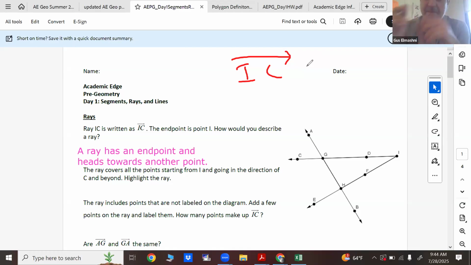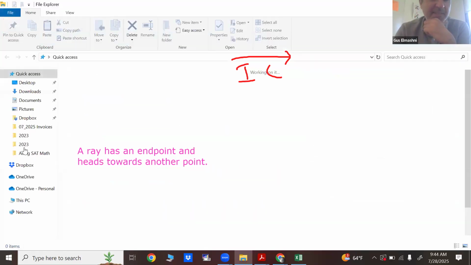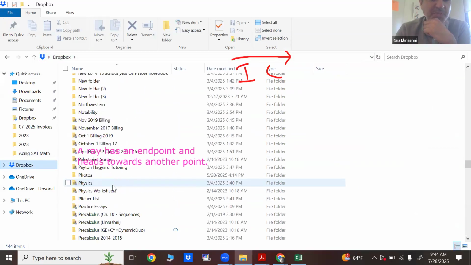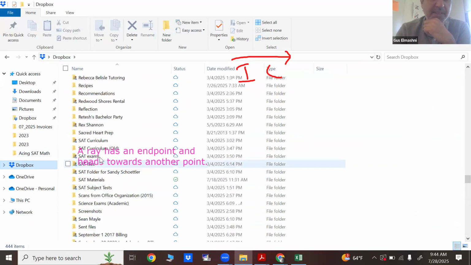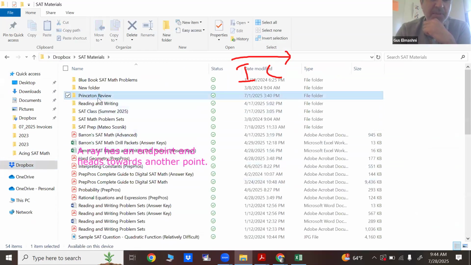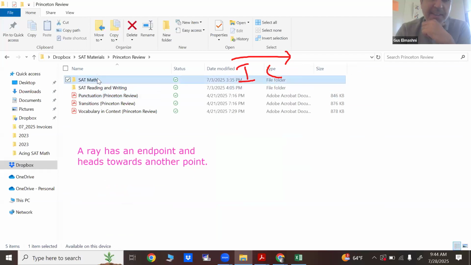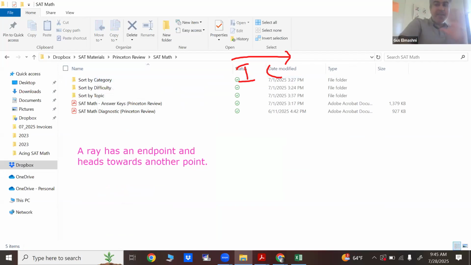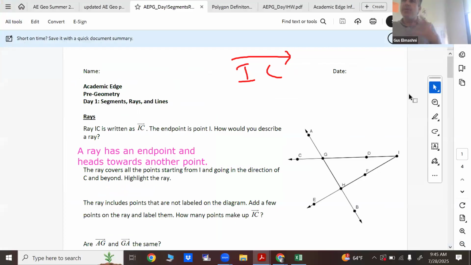In math, I mean, I'll show you my folders, right? Something I do for SAT preparation. To a fault, I'm just crazy about my sense of organization. This is Princeton Review, and this is SAT math. Then I've broken it down by category, difficulty and topic. That's just my nature. Not saying you have to be that way, but ultimately you have to have some sort of obsession with keeping things in order in math. So that's something we have to be very mindful about.